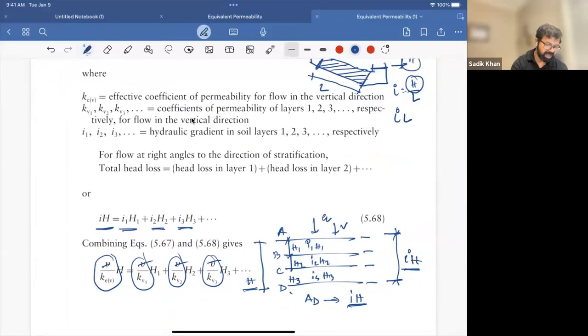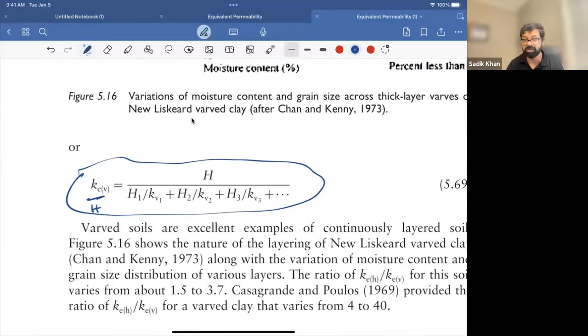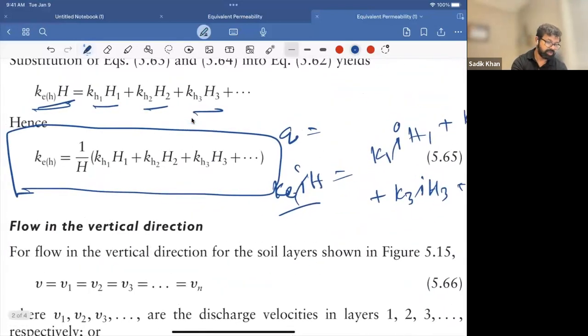We have H over K equivalent equal to H1 over KV1, H2 over KV2, H3 over KV3. You just flip it and make it a good looking equation. That's it. I'm not going into the detailed derivation, but you need this equation. That's one, and then you need the other equation. That's two. These two are extremely important equations, even for your PE. You'll get one question on the PE on this. Equivalent K is a very common problem.